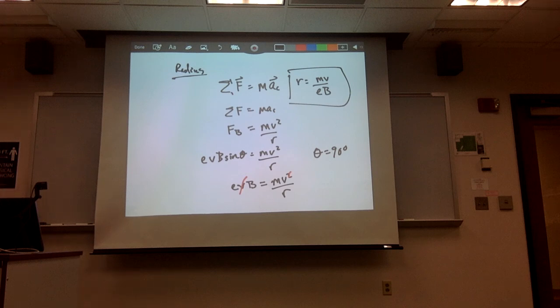For our case, we plug in our numbers. In this case, we find the radius equals 1.1 times 10 to the minus 2 meters, which means this thing sweeps out a radius of 1.1 centimeters for our electron.